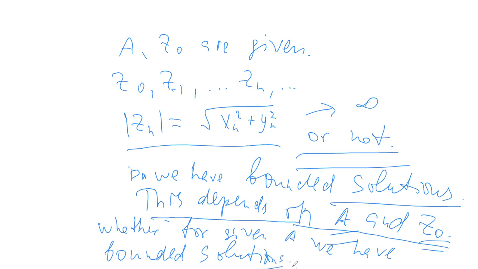So what it means: where A is given, we can pick any Z naught and check whether the solution is bounded or not. If we don't have any bounded solution, then this A is not very good, nothing interesting. But if for given A we have such Z naughts for which solutions are bounded, then these A's are good. This set of values of A is called the Mandelbrot set.